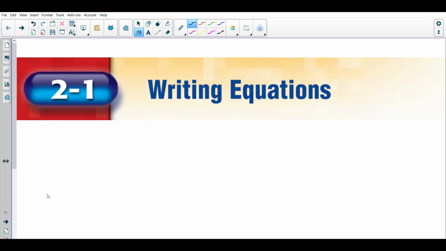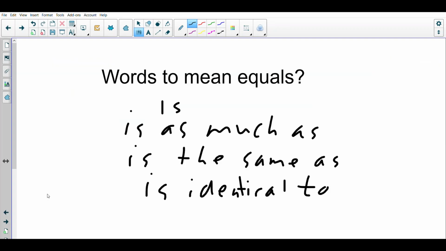In today's video, we're going to look at section 2-1, writing equations. So now that we're dealing with equations, we got to throw in an equal sign. So we have our words from the last chapter of what means add, subtract, multiply, divide. Now we need to look at what words mean equal.